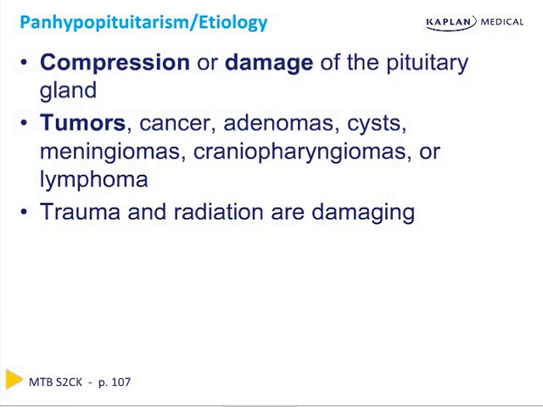Trauma and radiation are also damaging, because if the cells are simply killed off, they can't produce the hormones. The posterior is different. The posterior hormones are made in the hypothalamus. They're simply stored in the posterior pituitary. But the anterior pituitary hormones are not just stored there, they're produced there.